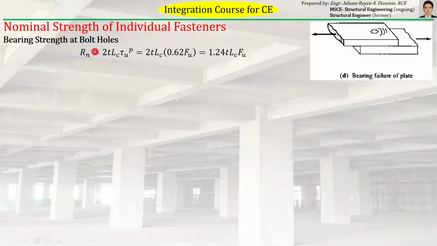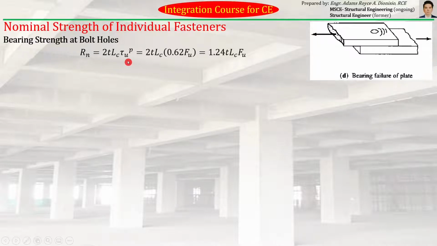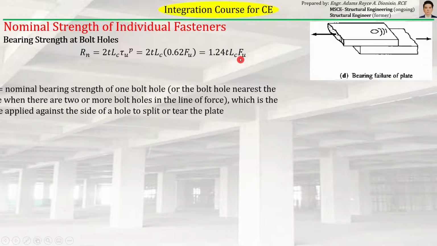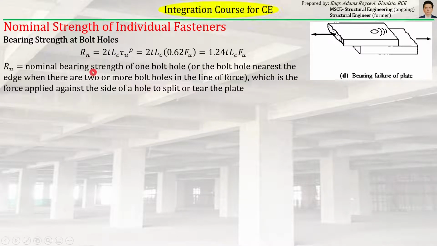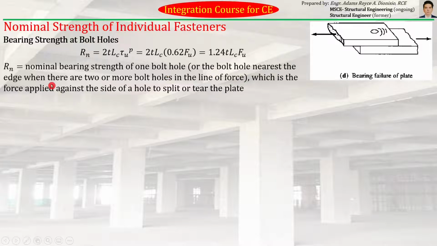So yung bearing strength at bolt holes can be computed using this formula. 2TLC, tau UP, where yung tau UP is just equal to 0.62 ng FU. And then simplifying that, ito yung lalabas na final formula. Wherein yung Rn natin is the nominal bearing strength of one bolt hole or the bolt hole nearest the edge when there are two or more bolt holes in the line of force, which is the force applied against the side of a hole to split or tear the plate.